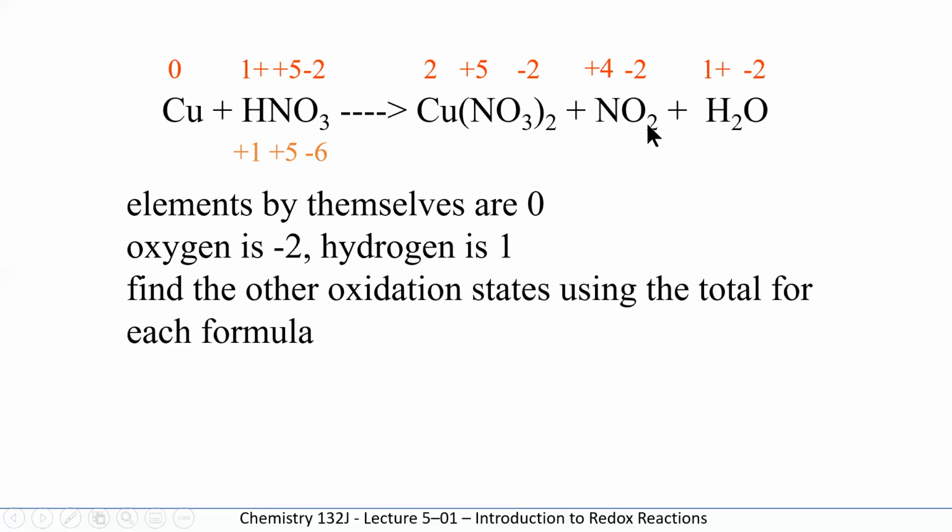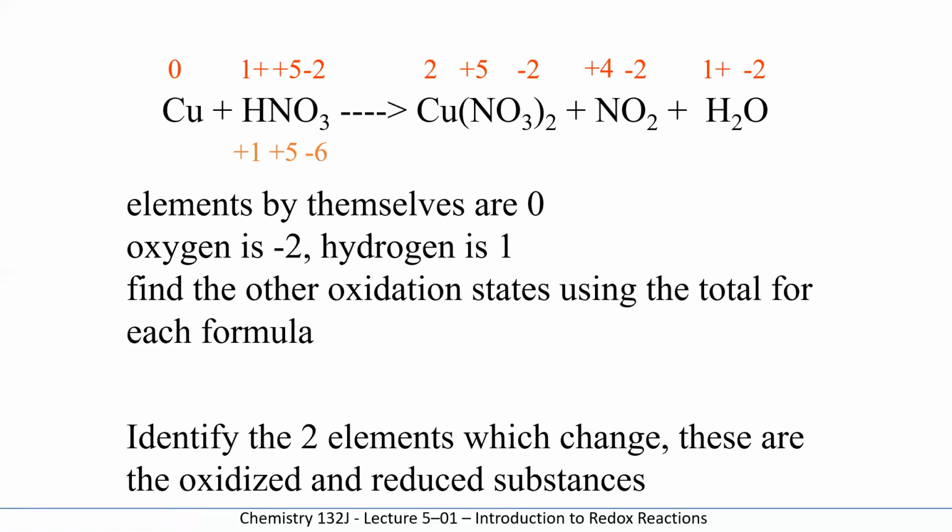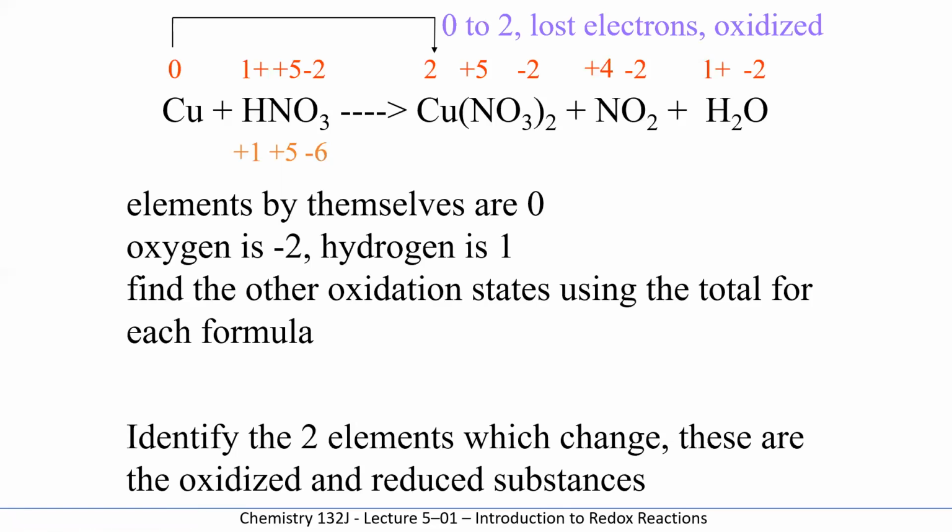So in this case, we can see that oxygen is -2. There's 2 of them, -4. Each nitrogen atom must be +4. So now we can see what has undergone an oxidation change. So that's what we're going to do next. When we inspect this, we can see that the copper has gone from 0 to +2. In order to achieve that change in oxidation state, what must the copper have done? Well, it must have lost 2 electrons. So we say the copper atoms have been oxidized to copper 2+ ions.